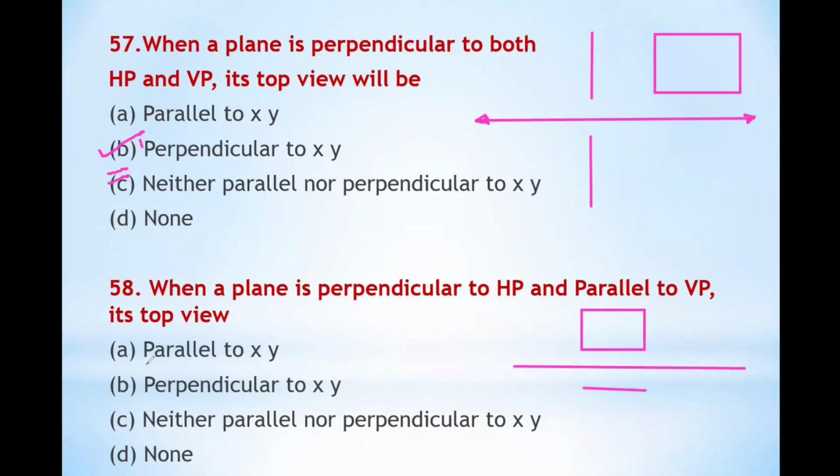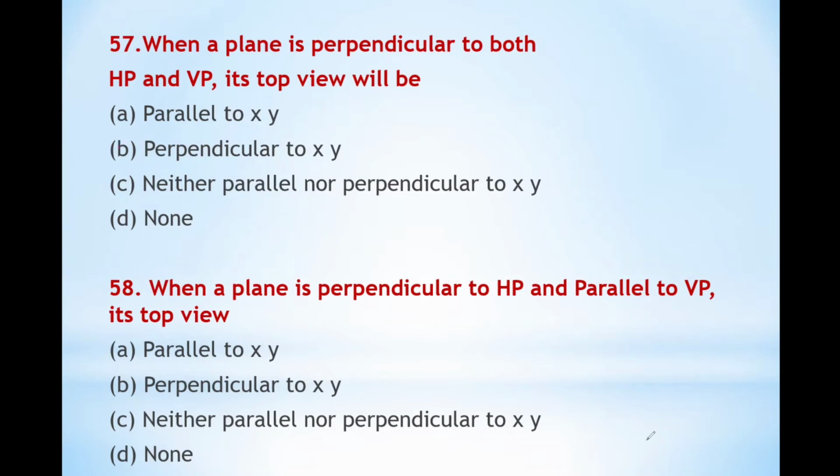So our first answer is the correct one, because if you see here, whatever the top view is, we are able to see that it is parallel to the XY. This is the XY, and this edge, this line, is parallel to the XY. So option A is correct. The other remaining options are not correct. Perpendicular to XY is not possible. Neither parallel nor perpendicular to XY is also not possible. So option A is the correct one. Okay, we'll see the next one now.